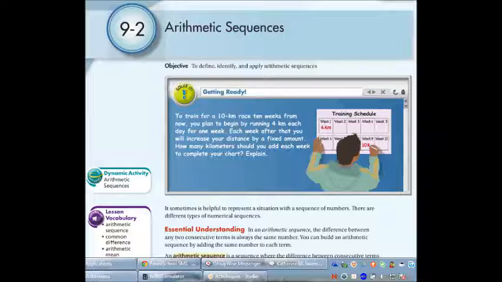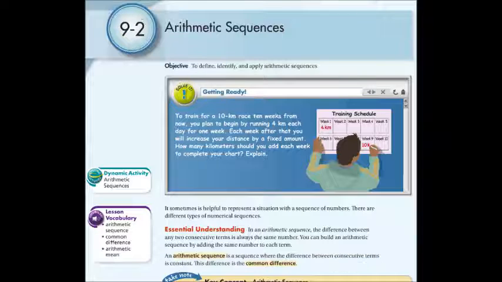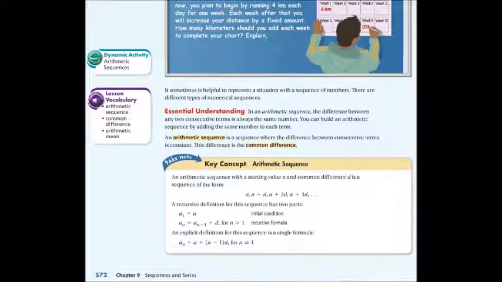Alright guys, welcome to the notes on 9-2. In these notes we're going to look at arithmetic sequences. We're going to be able to identify, define, and apply arithmetic sequences. So let's take a look at what we're talking about here.